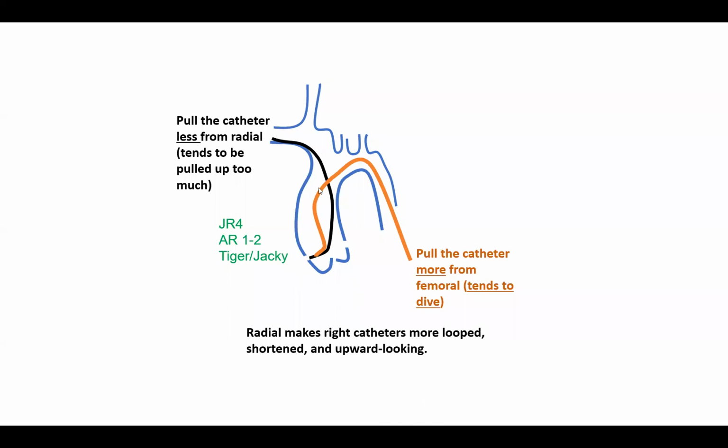And as I explained last time, while radial access elongates the catheters when they are looking to the left, it actually shortens and loops the catheters when they are pointing to the right. So you don't need a shorter catheter in radial access RCA versus femoral access RCA. We use the same catheters, radial and femoral, in terms of RCA engagement. We use, for example, Judkins right 4 and Amplatz right 1, 2. Those are the standard catheters we use from both radial and femoral.